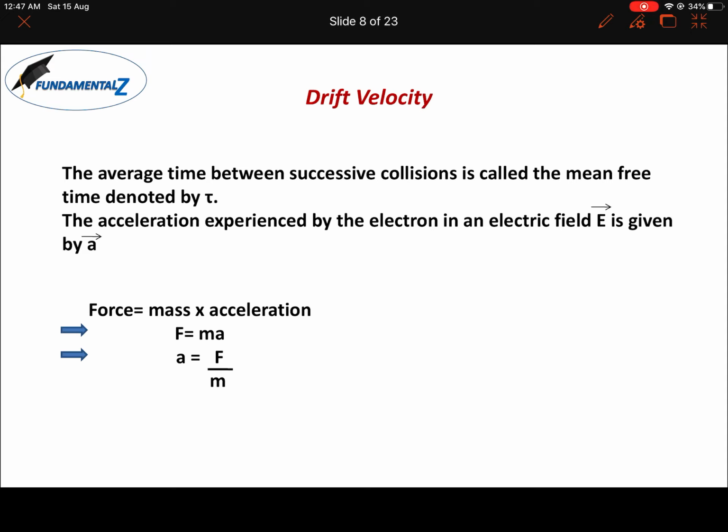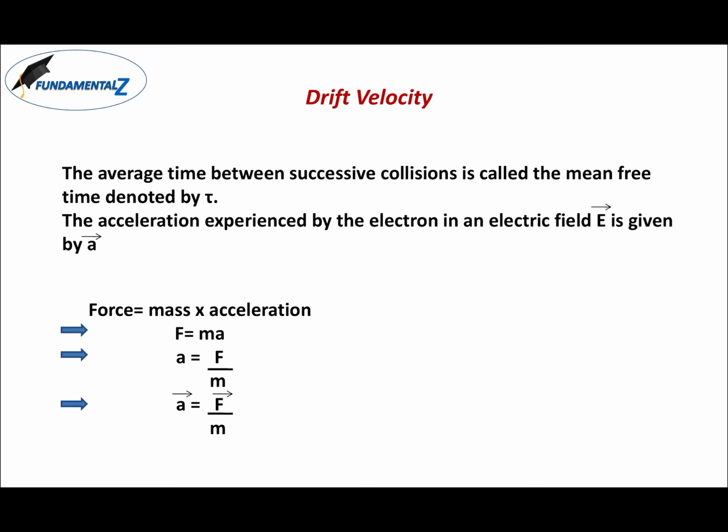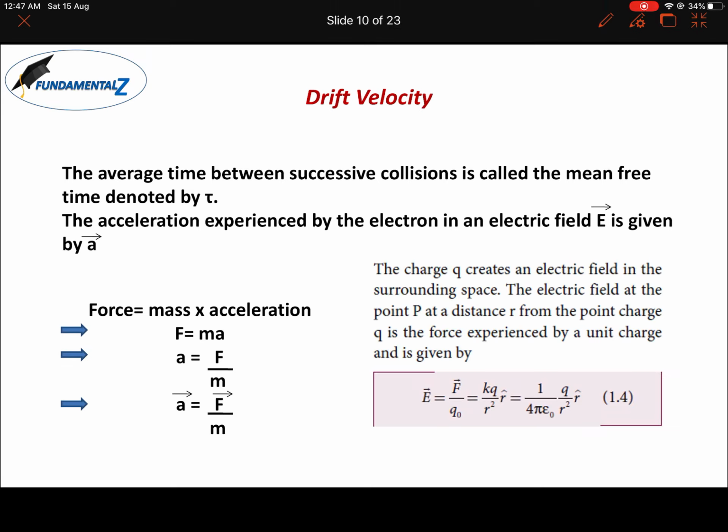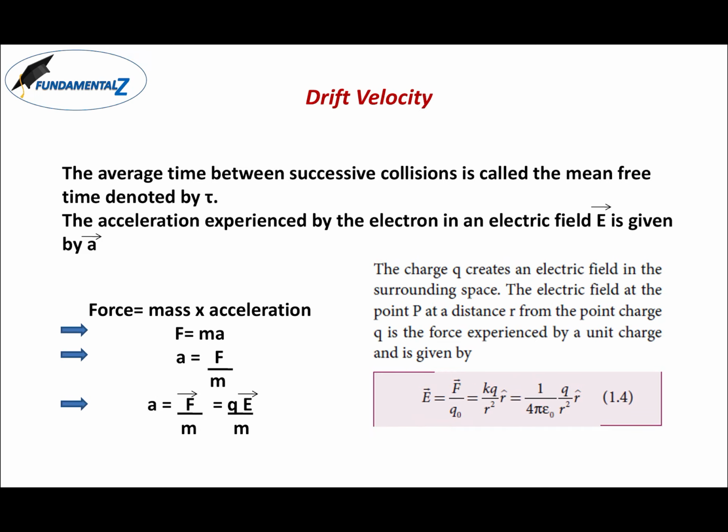Now, we have already seen in our first unit a relationship between F and the electric field. I am representing both a and F with arrow marks, meaning that they have direction. The relationship between F and E is nothing but this: E is equal to F divided by Q. So can I write F is equal to Q into E, where Q is nothing but the charge. So I can write a is equal to Q into E divided by m.